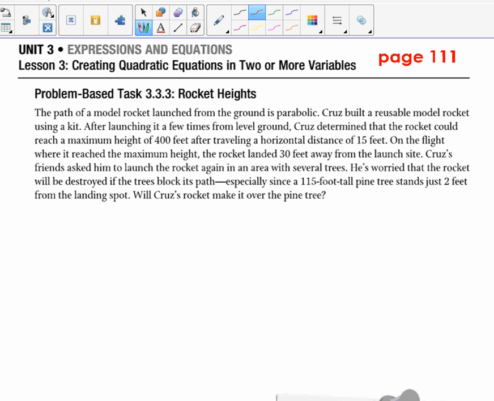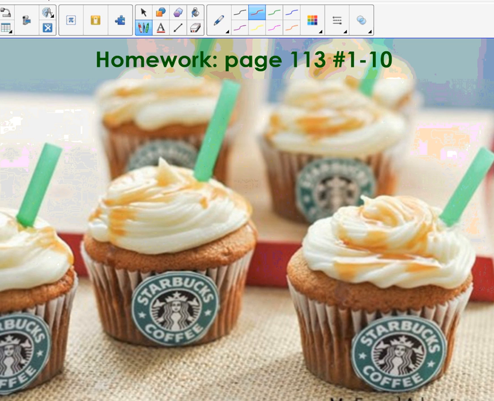So we're going to skip the problem-based task for now. You can start your homework, which is page 113, number 1 through 10. It's all very straightforward. Check your answers in the back of the book, and we'll go over homework answers tomorrow along with homework answers from last night's homework as well.